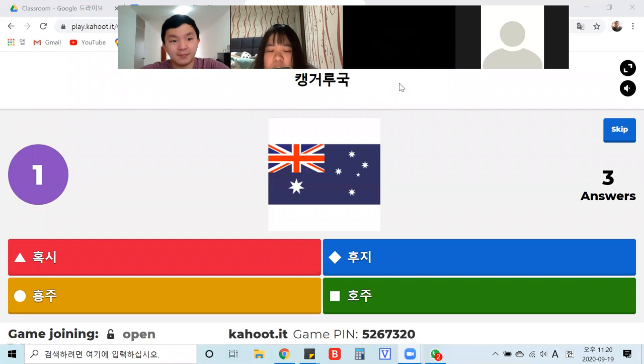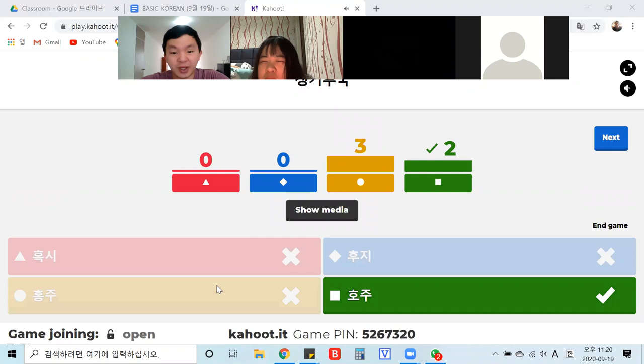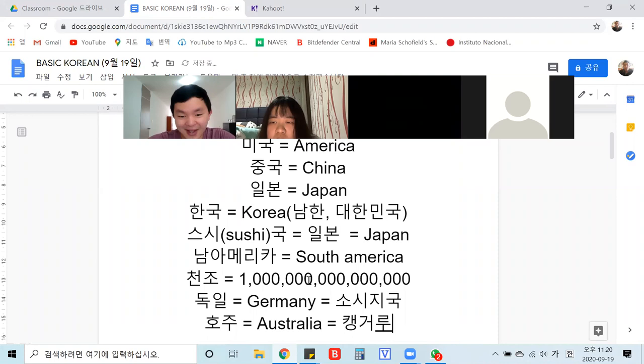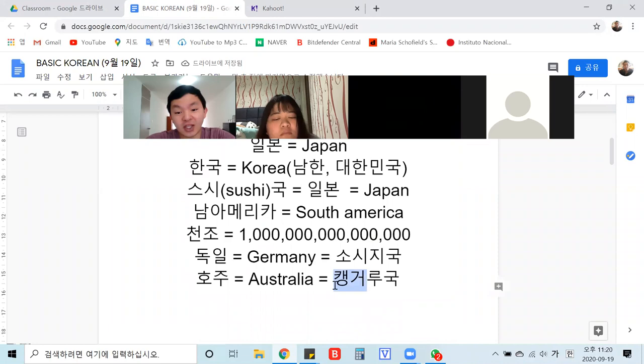This one was also word play. The red part was hokshi, the blue part Fuji, and the yellow part hongju. None of that makes sense, maybe only the blue part, Fuji, which is the name of a volcano in Japan. This is the correct way to say Hoju, and the country was Australia. Let me write it down. Australia. And another way to say it was kangaroo, yeah, exactly. Kangaroo nation. This is another way to say Australia, because Australia has kangaroos. We call it the kangaroo nation, kangaroo group. Interesting, eh?